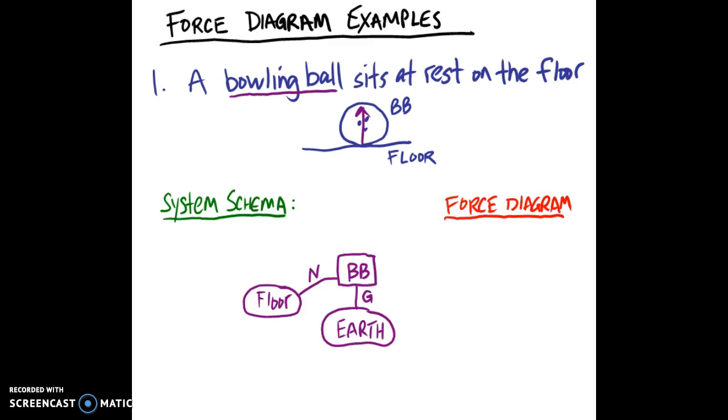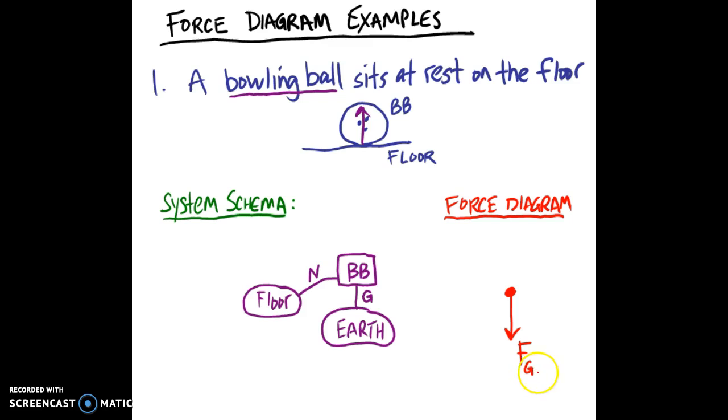Now we're ready to make the force diagram. Any object that we're analyzing is just going to be a simple dot. So in that case, that's the bowling ball. And I want to draw the forces. I have two forces shown in the system schema, so I'll draw them. I have to figure out what direction they go. Gravity is always downward towards the center of the Earth, and so here's how we label.